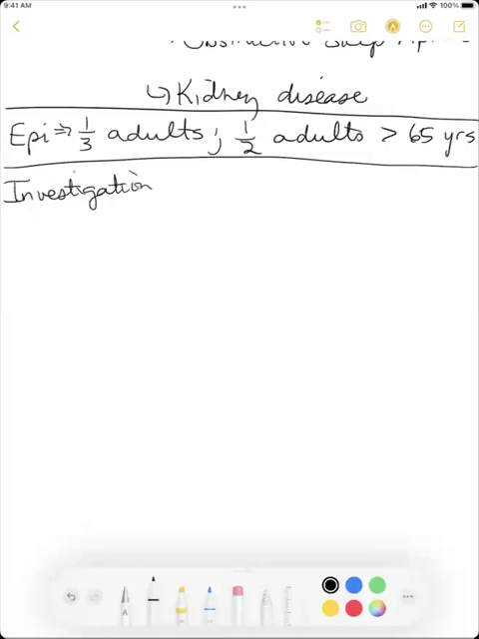Investigations are blood pressure checks. Anytime that you go to your primary care professional, your family doctor, your nurse practitioner, whatever that happens to be, for any reason, they should be doing a blood pressure check. So that would be at your GP's office, your nurse practitioner's office, whoever that is, they should be doing it.